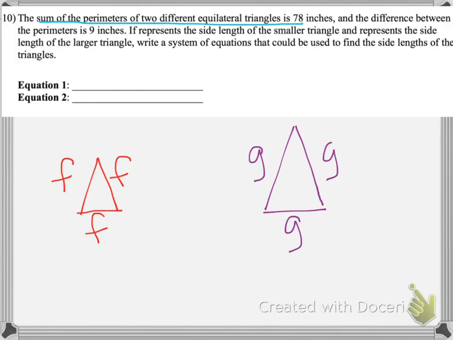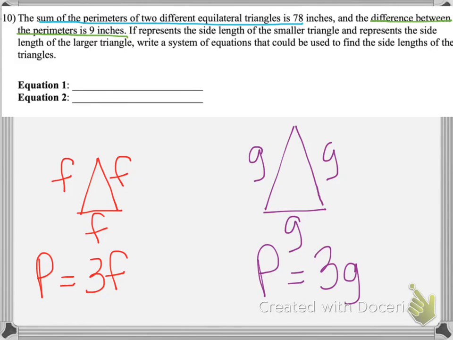So now the very first sentence says the sum of the perimeters of the two equilateral triangles is 78 inches. And then we have that the difference between the perimeters is 9 inches. Both of these statements require us to know the perimeters of the triangles. So the perimeter of the smaller triangle is equal to 3F. And the perimeter of the larger triangle is equal to 3G.